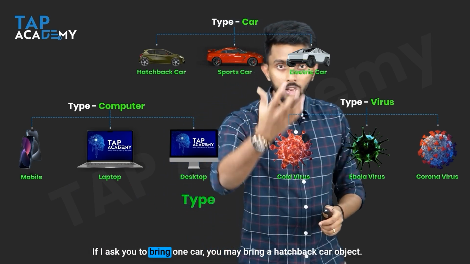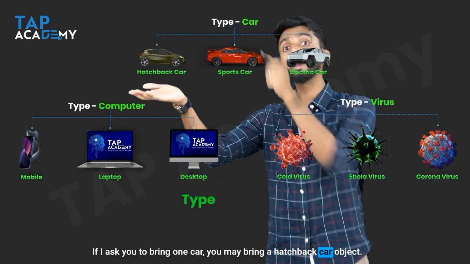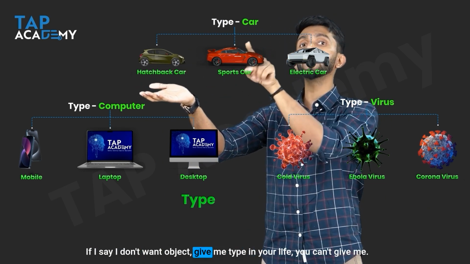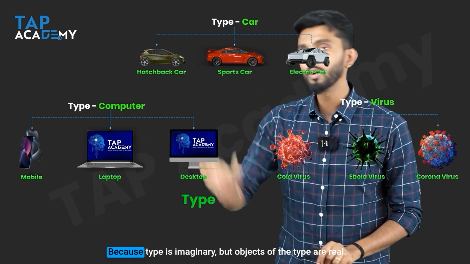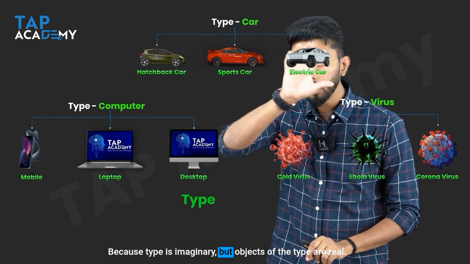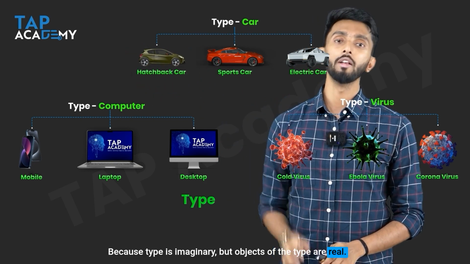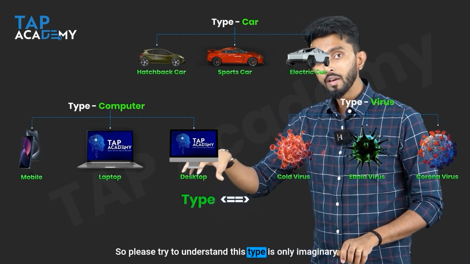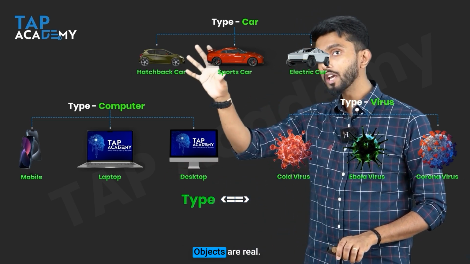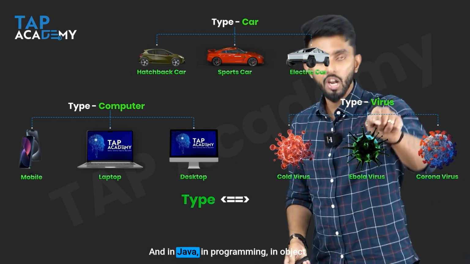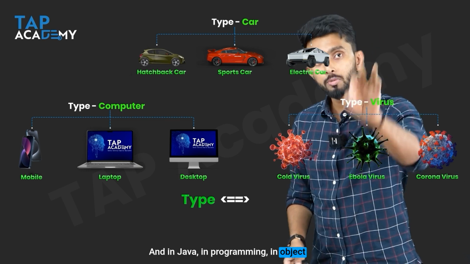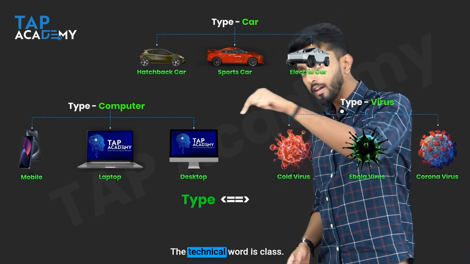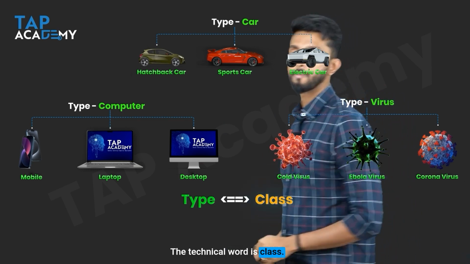If I ask you to bring one car, you may bring a hatchback car object. But if I ask you what is the type it belongs to, you will say car. If I say I don't want object, give me type, in your life you can't give me. Because type is imaginary, but objects of the type are real. So please try to understand, this type is only imaginary. Objects are real. And in Java, in programming, in object orientation, type is not called as type. The technical word is class.